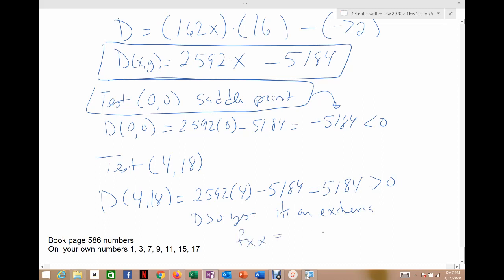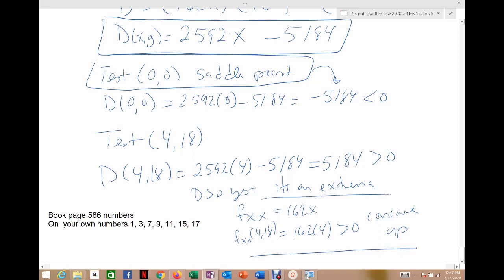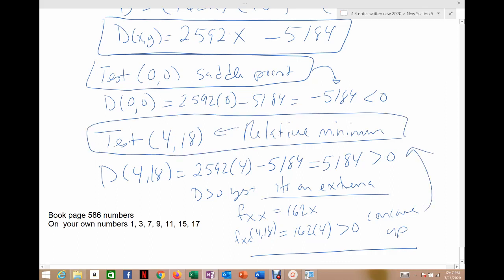So my second derivative with respect to x was the 162x. When I plug in my point, which would be the 4 value for x, I get 162 times 4, which is going to come out positive, so that tells me it's concave up. Alright, so it's concave up, it's an extrema, and so that tells me that this is a relative minimum. Right, and that's the test, the reason why.